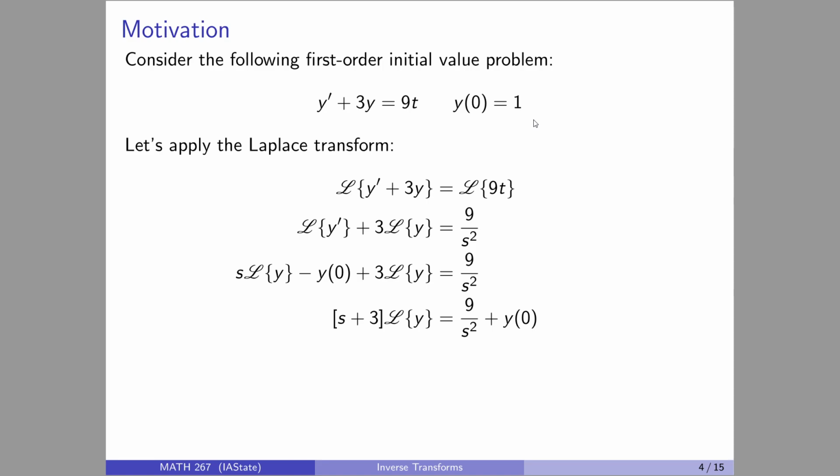I'm just carrying that along, just so you see how it goes. And note I've got a 3 and an s times the Laplace transform of y, so I can factor out (s plus 3) times the Laplace transform of y. I wonder if that always happens, and is a good check. Make sure you did it right. Alright, well, we know what y of 0 is, it's 1. So let's point that out, and then let's finally solve for the Laplace transform of y.